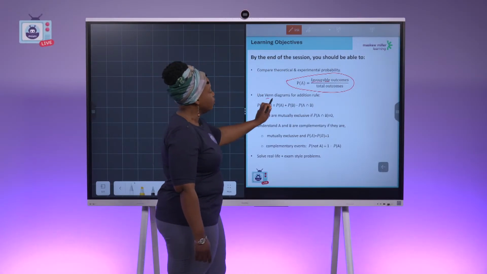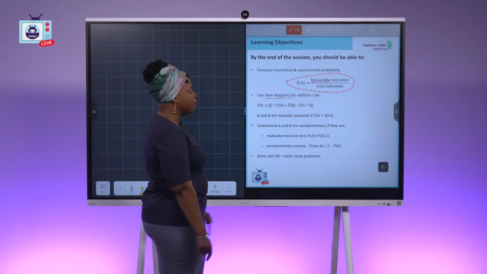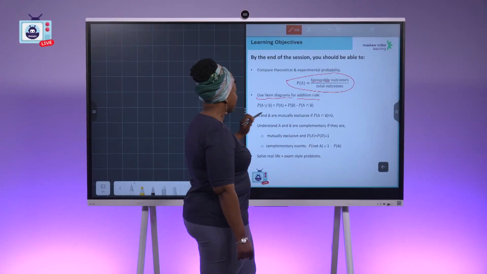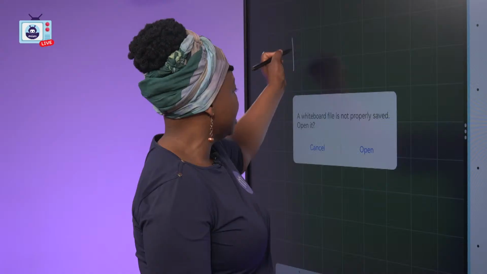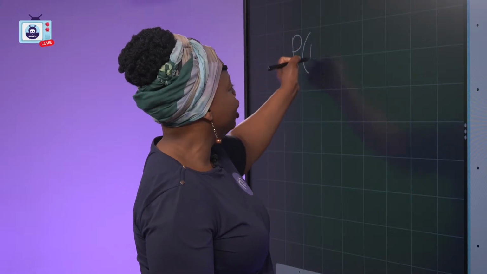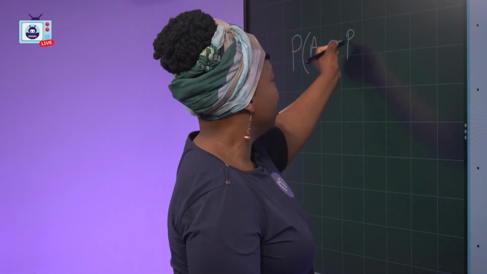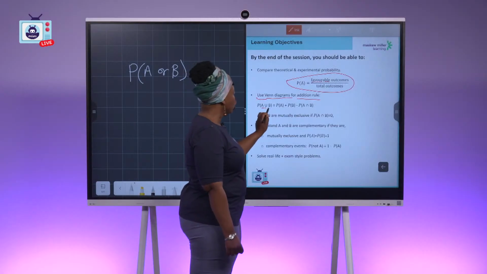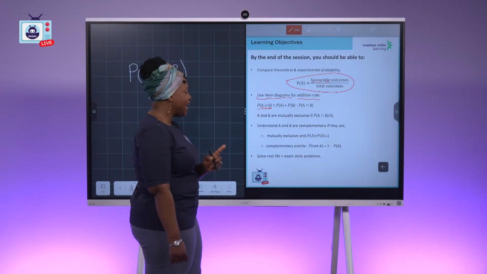Also, you need to be able to draw the Venn diagram, or else you also have to be able to interpret the Venn diagram if it's given to you using the formula that we call the addition rule formula. That is the probability of A union B, and at some point in some books you will see that it is said the probability of A or B. This is the same representation of the probability of A union B, right? Please pay attention to that.